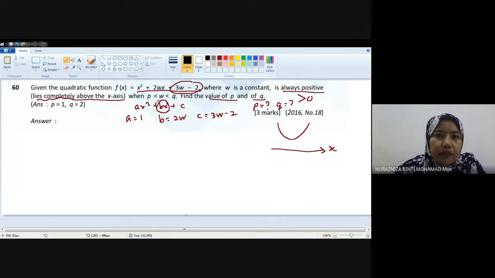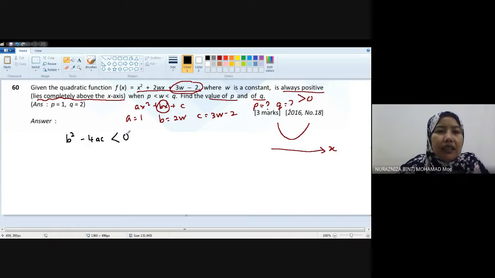Okay. Now, since the graph does not touch the x-axis, your discriminant b square minus 4ac is not greater or equal to 0. It is less than 0. Why?